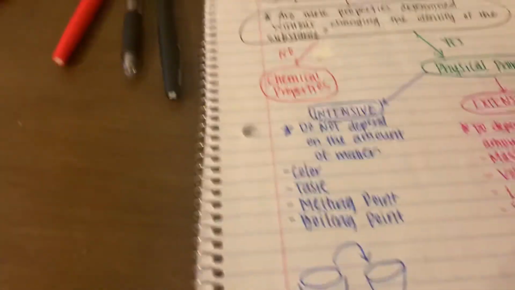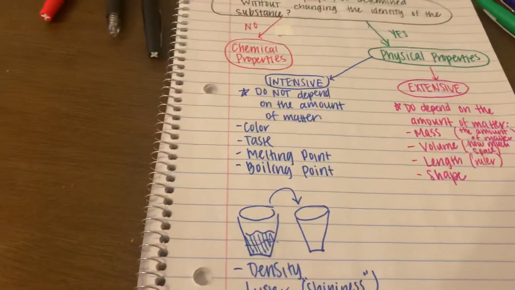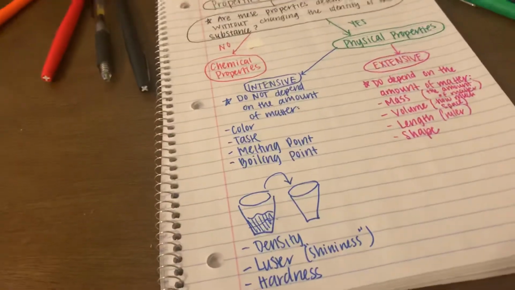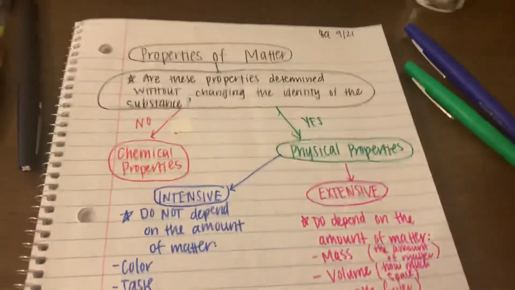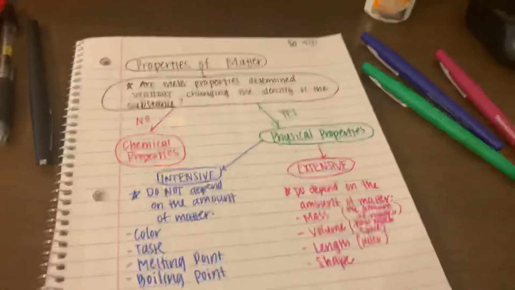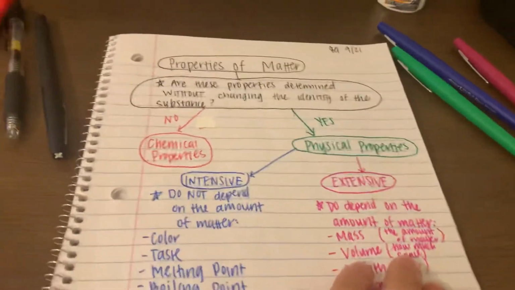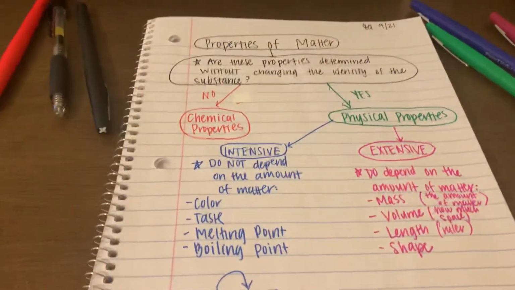Okay, so I like to use this map to kind of organize everything we've talked about. So these are all properties of matter. Changes of matter would be a whole other thing. But this is how intensive and extensive comes into play with all of the properties we've talked about.